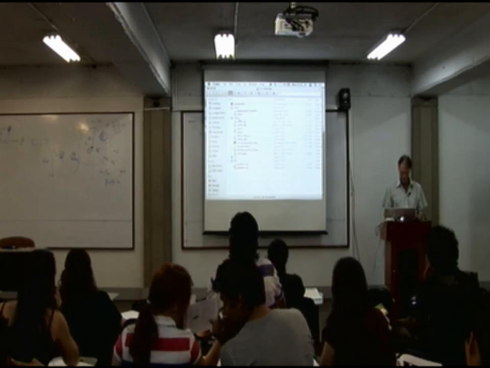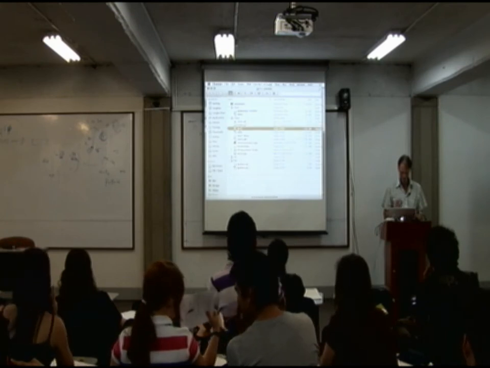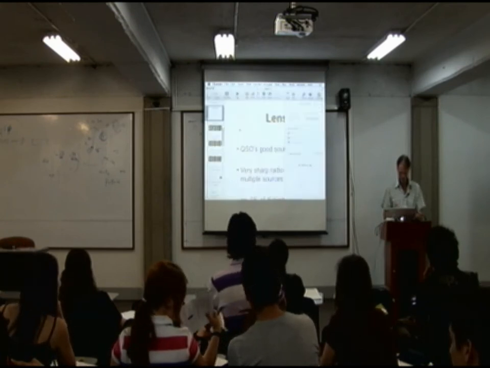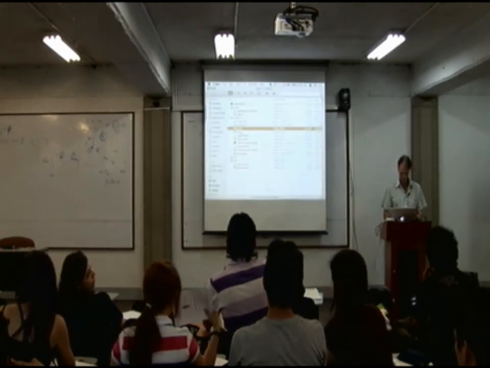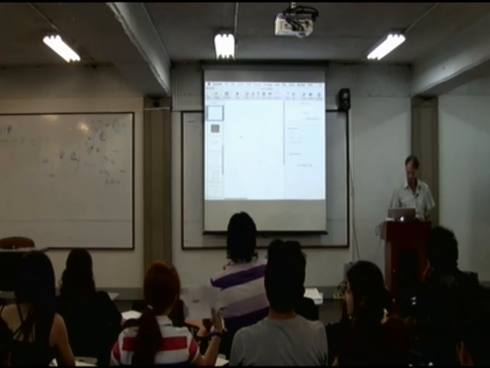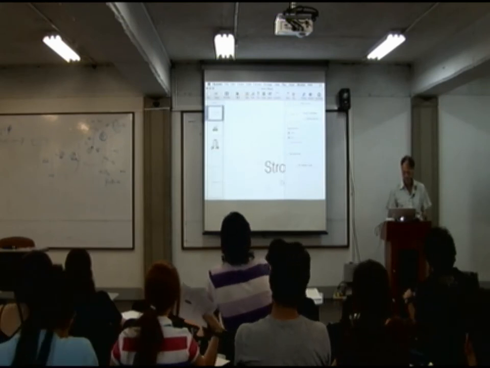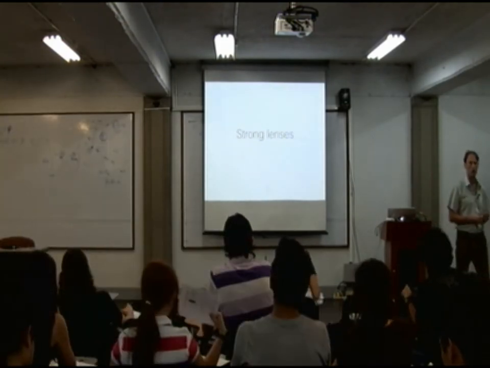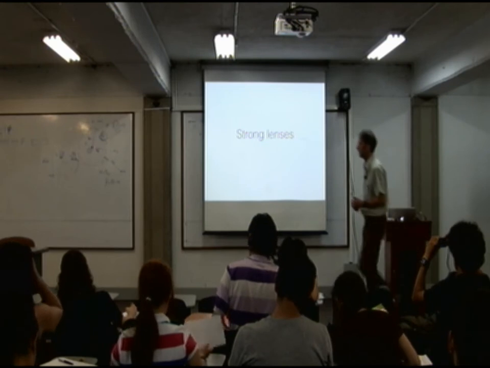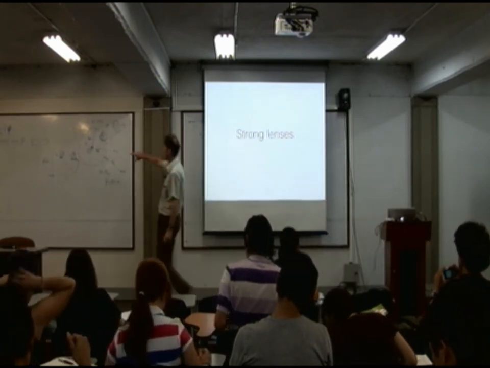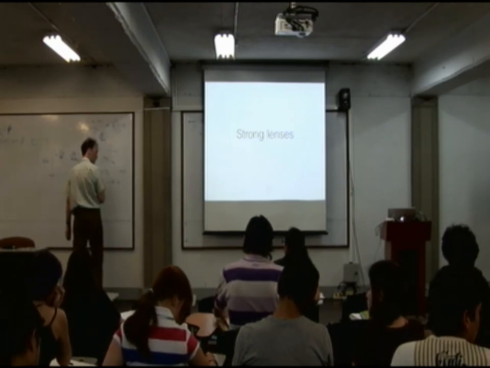Then we go to the lecture for today. And today we're going to focus on the case of strong lenses. So the strong lenses are the case where you have these critical curves, you get multiple images, and you get very complicated image structures.